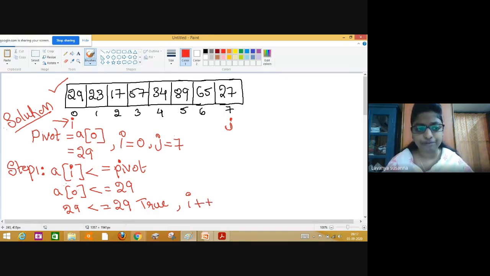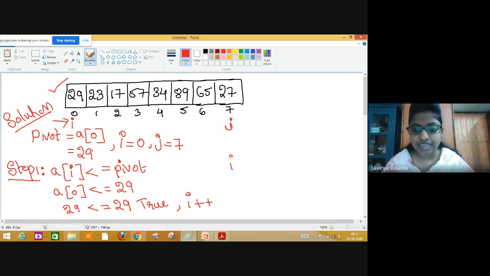Write down step 1. A of I. Remember that I is pointing to 0th index. Now, that index value must be always less than or equal to pivot. If it is less than or equal to pivot, you need to increment I. Move I towards right side. Now, I plus plus means you need to add plus 1.